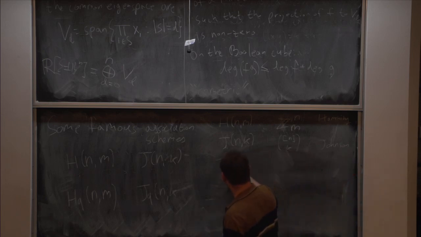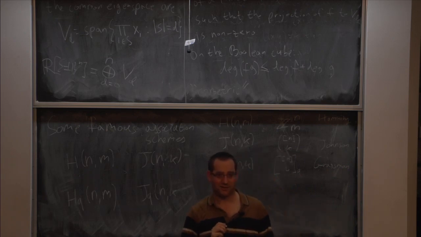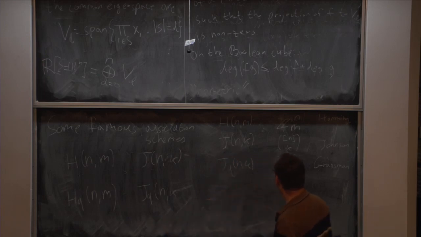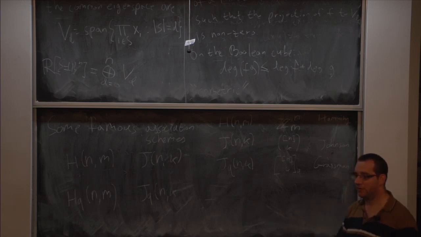Okay, so now we have the Grassmann scheme. Now q is a prime power. We only care about q equals 2, but it makes sense for any prime power. And we have here a vector space of dimension n over F_q, and we look at the collection of all k-dimensional subspaces. And we connect two of them if the dimension of their intersection is k minus 1.